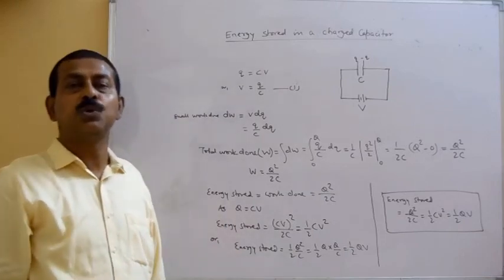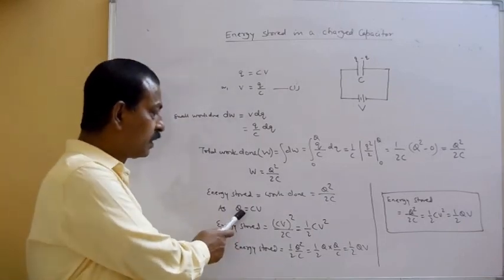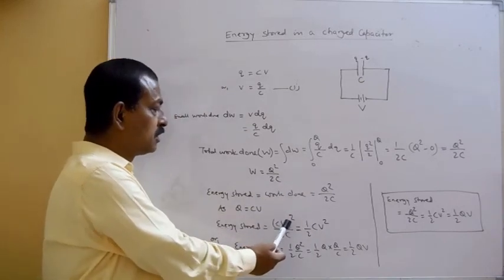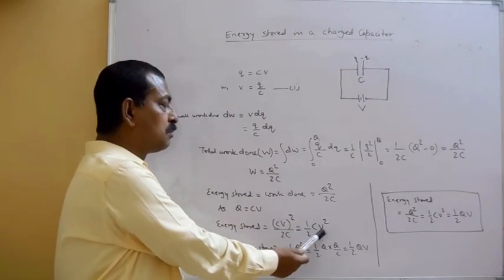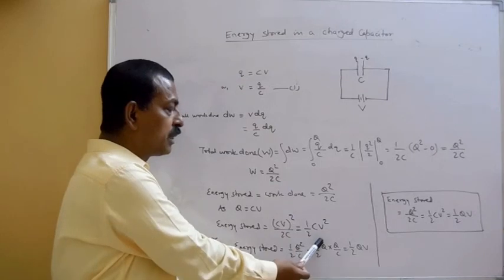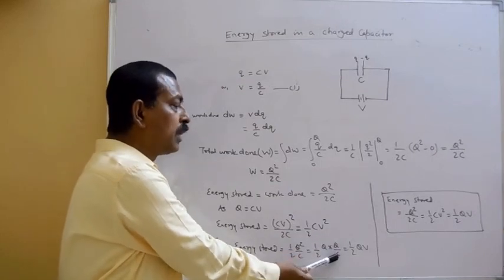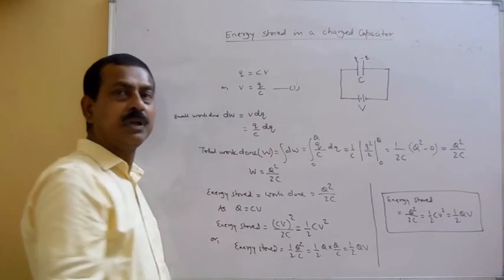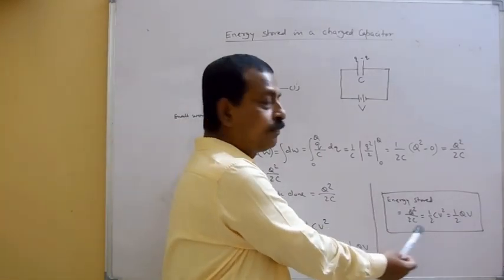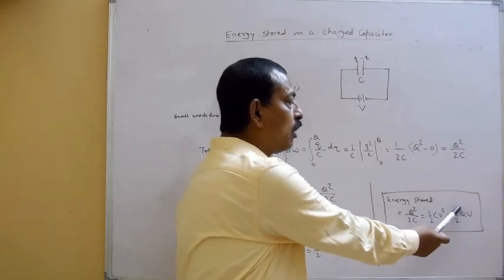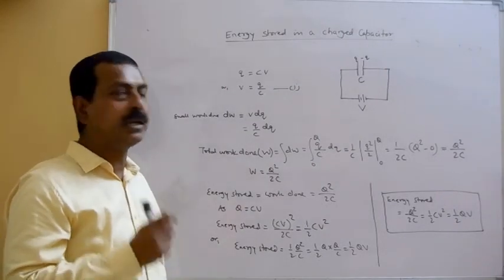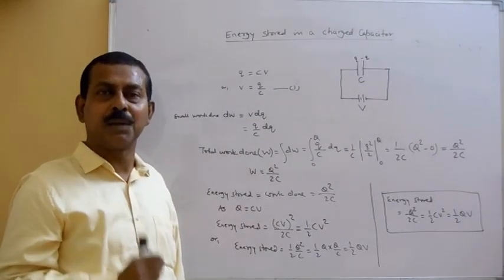Also, as you know that Q equals CV, we can give different forms of the energy stored: C V whole square by 2C, or half CV square. Another expression, half Q square by C, can be written as half Q into Q by C, which is half QV. So the different expressions for energy stored are Q square by 2C, half CV square, or half QV. So these are different expressions for energy stored in a charged capacitor.